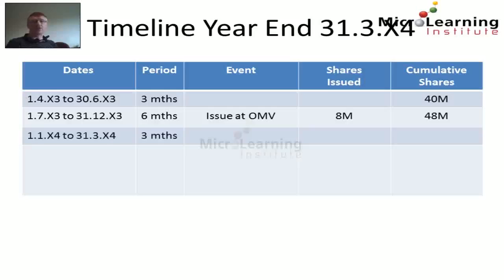And then from the 1st of January X4 to the 31st of March X4, that's a 3-month period, we also had a bonus issue, a 1-for-4 bonus issue. Given that there were 48 million shares in circulation already, a 1-for-4 bonus issue resulted in an additional 12 million shares being issued, giving us cumulatively, for the last 3 months of the year, 60 million shares in circulation. So now we know how many shares were in circulation and for what time periods within the year these shares were in circulation.